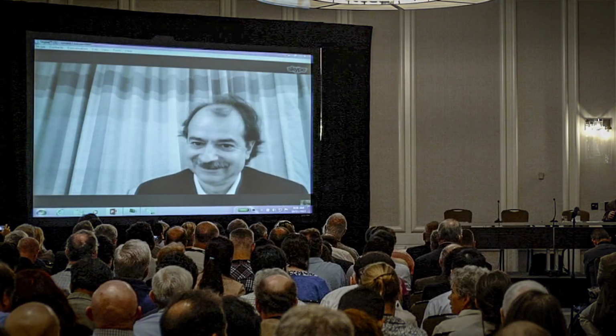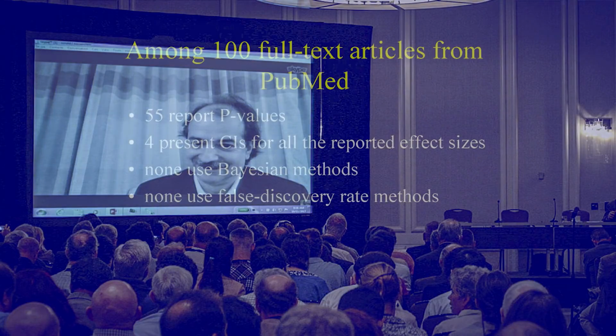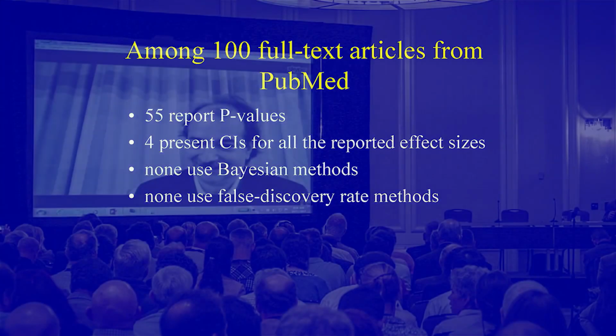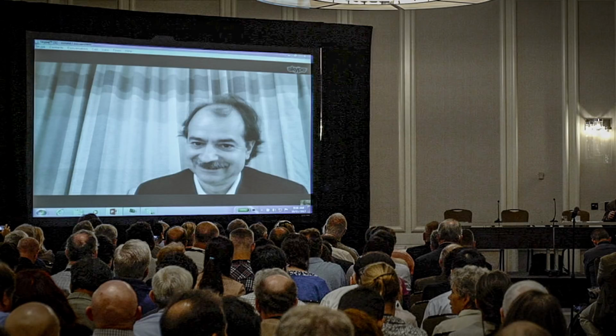So if you take 100 full-text articles from PubMed, this is how it's going to look like. 55 will report p-values, 4 will present confidence intervals for all the reported effect sizes, none will use Bayesian methods, and none will use false discovery rate methods. Of course, there are papers that use Bayesian methods, and of course, there are papers that use false discovery rate methods, but among 100 primary data articles, none of them is expected to use these methods, unfortunately, and report them.